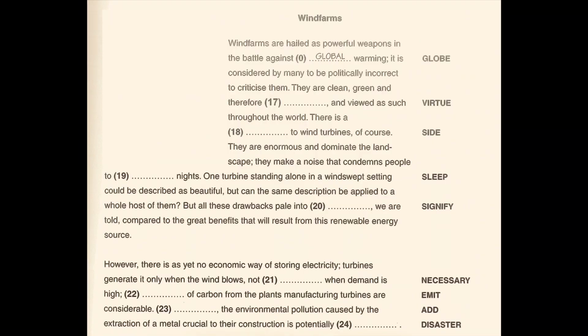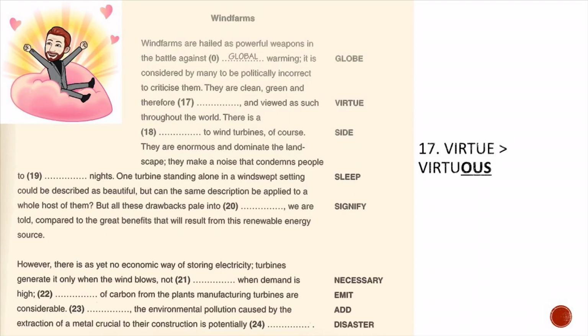So, as you can see here, we have a text about wind farms. Now, the first answer is given for us. We've changed globe to global. Our first gap, we have to transform the word virtue. Here, the answer would be, they are clean, green, and therefore virtuous. So we've changed virtue, the noun, into an adjective.